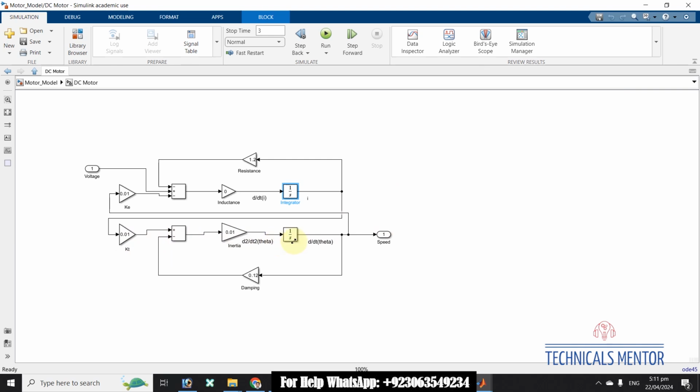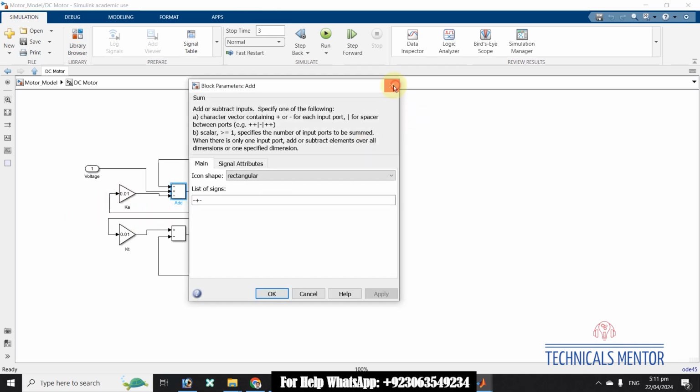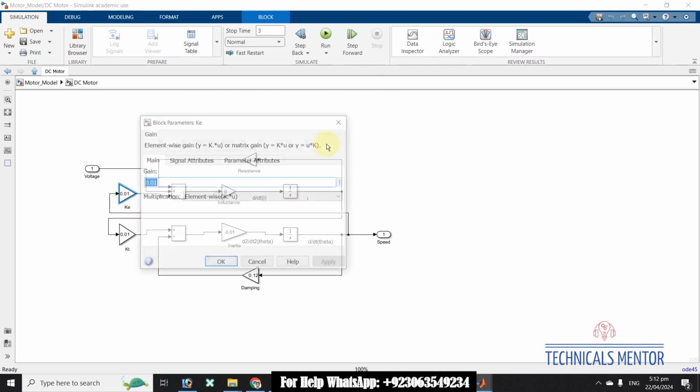KE d theta over dt is obtained by KT, adding damping and then inertia and then integration, and then we get KE d theta over dt. Then we will add this, and this is a constant input, this is the add block, and this is the gain block.